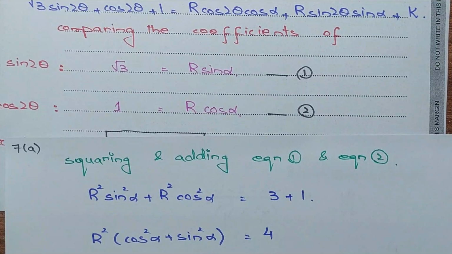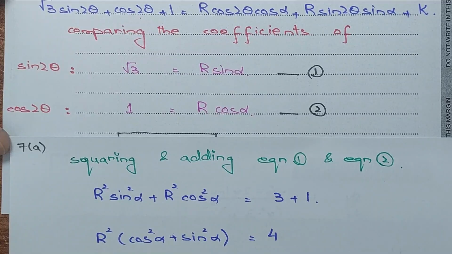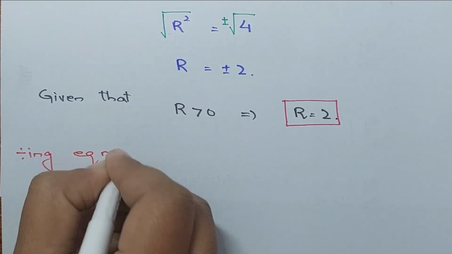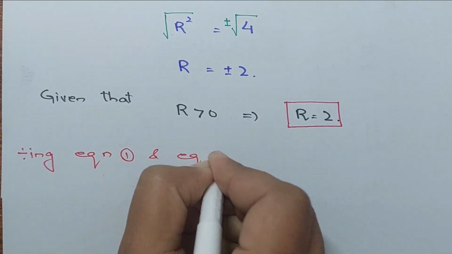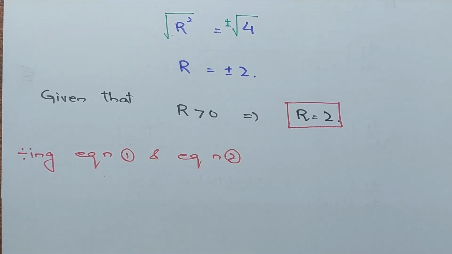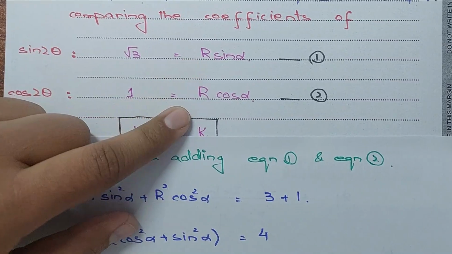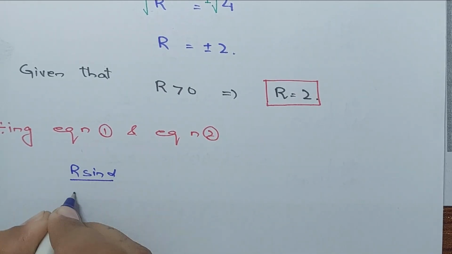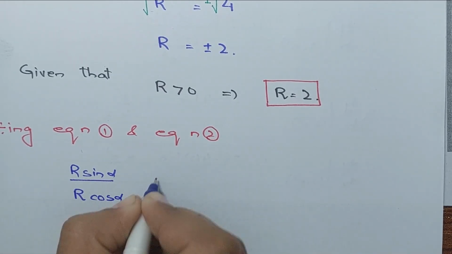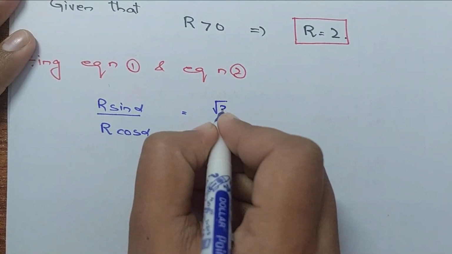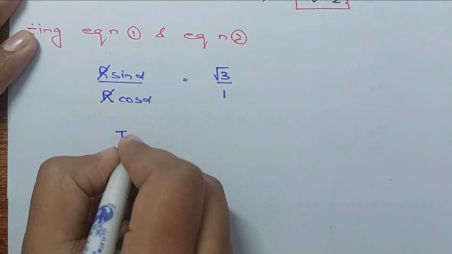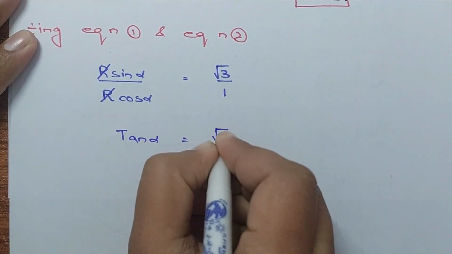Now to get the value for alpha, we can divide equation 1 by equation 2, right? Dividing equation 1 and equation 2. So r sine alpha over r cos alpha. R sine alpha divided by r cos alpha. This is square root of 3 divided by 1. Root 3 over 1. R is cancelled with r. Sine alpha over cos alpha is the ratio of tangent alpha, which is equal to square root of 3.